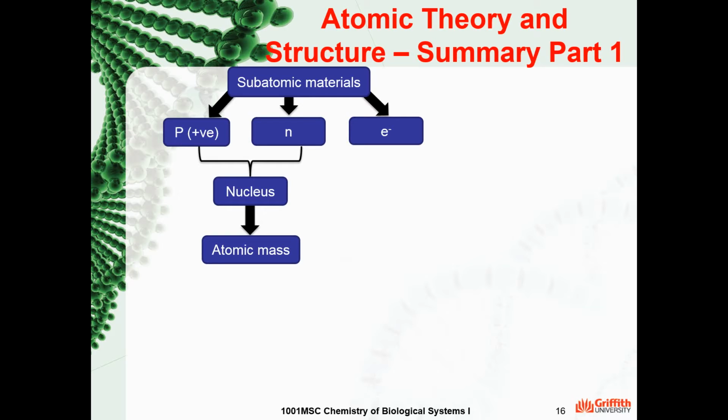We also discussed that the mass of an atom comes from the nucleus, that is, the total number of protons and neutrons, and we ignore the mass of the electrons as they are very light.